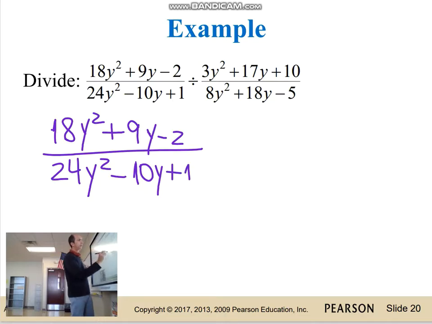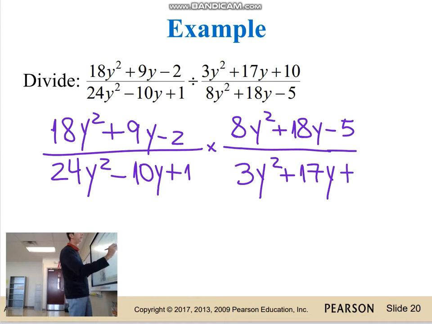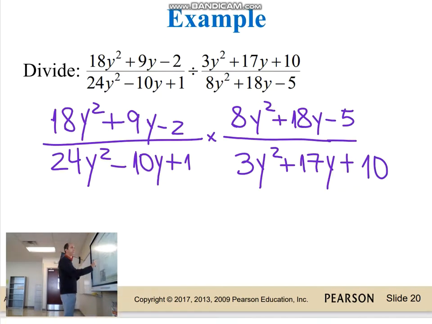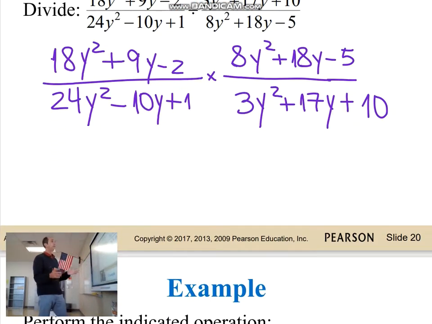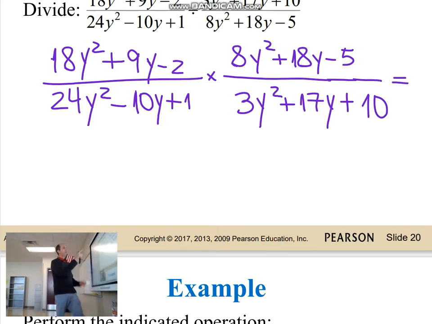And the second, you're going to multiply the second one, you flip, you invert, right? It's going to be the reverse. So 8y squared plus 18y minus 5 over 3y squared plus 17y plus 10. Now you're going to need to simplify. And this is going to be quite a work here, because you have several, you have 1, 2, 3, 4 trinomials.